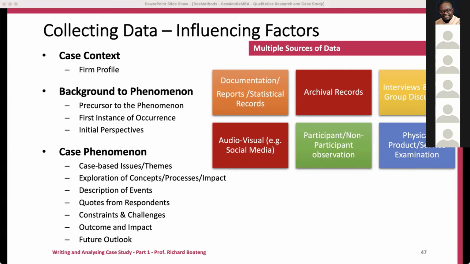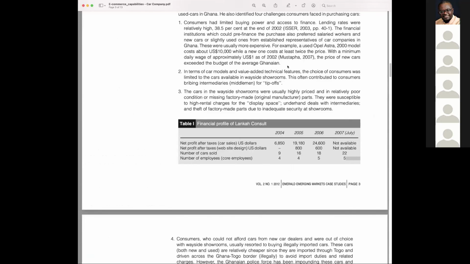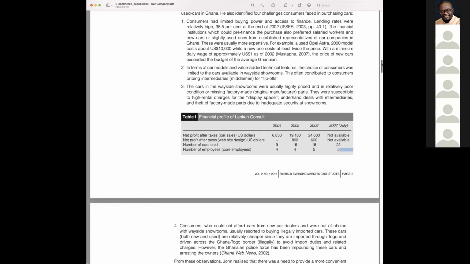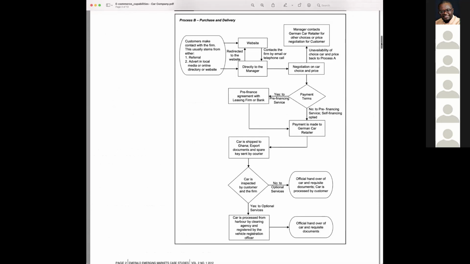And somebody's asking, Prof, what do you mean by that? Okay, so in some of the studies that we have done, we try to do a map of how the phenomenon occurs. And it's very, very important because it enhances understanding. For example, look at this, how the car is sold. So you do a map of the electrical flow diagram of it, mapping out how the thing occurs. That's what I'm talking about, a service examination.